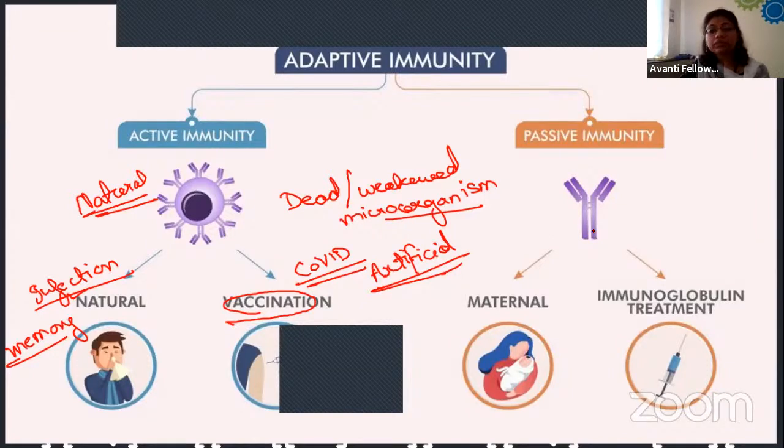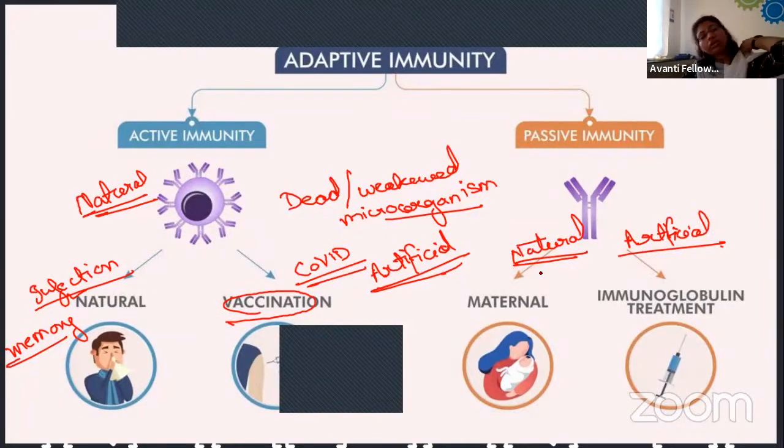Okay, next move to the passive immunity. When we are talking about passive immunity, it can also be natural or it can be artificial. When we talk about the natural, when a child is born, or whenever an individual is born, he or she always gains some antibodies from his or her mother. So the antibodies found in the body of an individual are maternal antibodies, which are gifted to us by our mother.